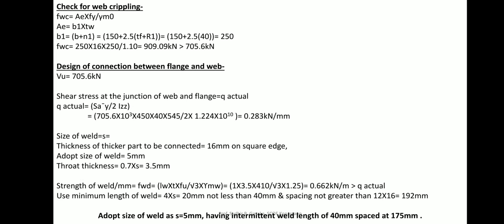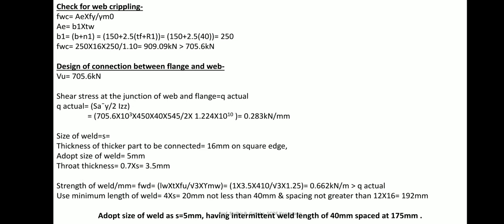The effective area is b1 into tw, and b1 depends upon 2 times the thickness of flange plus r1, but the r1 value is absent here, or it is neglected as it is directly a square section. r1 is there in the case of a rolled section. So putting those values, b1 150 we have assumed, n1 is 2.5 times the thickness of flange, which is 40.